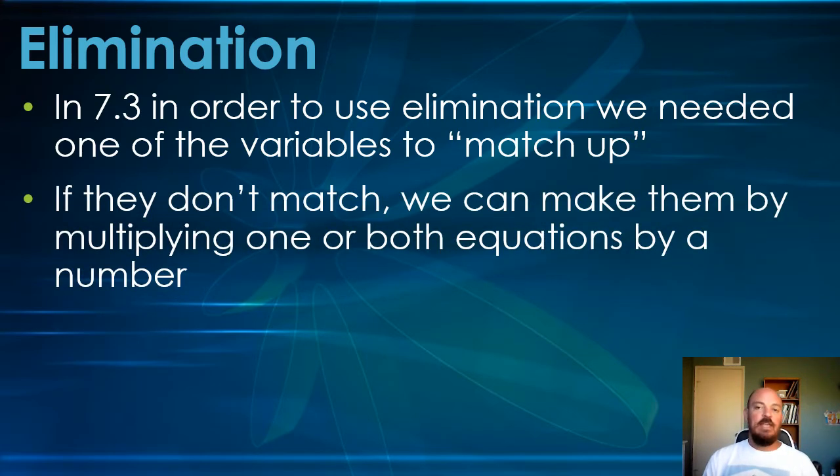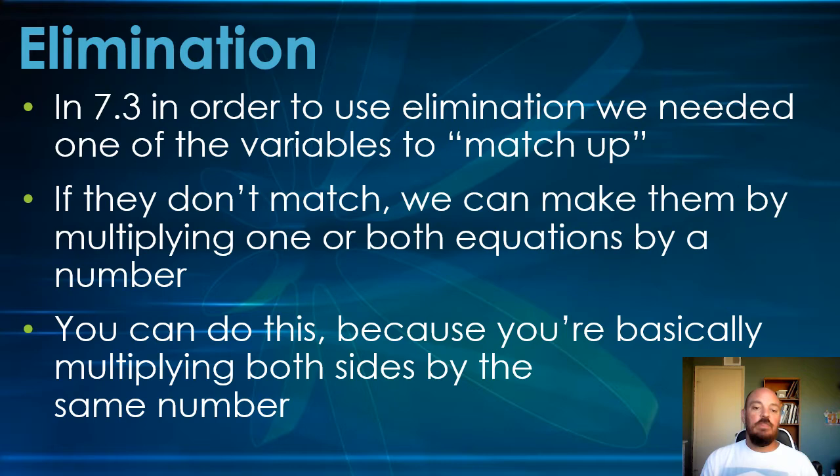But what we want to talk about today is how you can still use elimination if you don't have that perfect match. And the way you do it is by taking one of the equations and multiplying it by a certain number. It'll be different for each problem, but you multiply one or possibly both equations by something to create that match. And the reason you're allowed to do that is because when I say multiply an equation by 2 or multiply an equation by 5, what we're really doing is taking the equation and multiplying both sides by 2, or multiplying both sides by 5, which is one of the things we're allowed to do when you're solving equations.